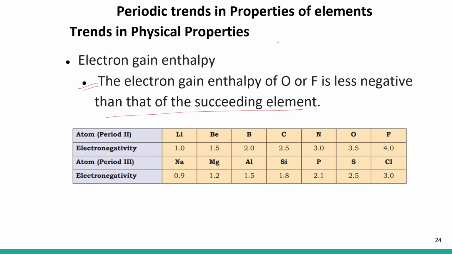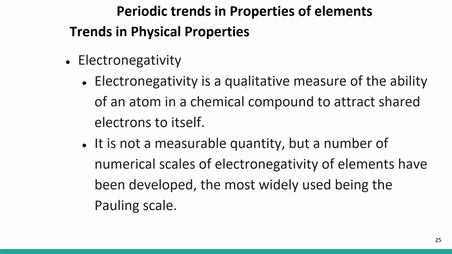So if we see the periodic table here, then boron, carbon, nitrogen, oxygen, fluorine. Oxygen has a less negative value than compared to the succeeding element. You can see here, this is due to electronegativity. We will see this electronegativity in the next topic.